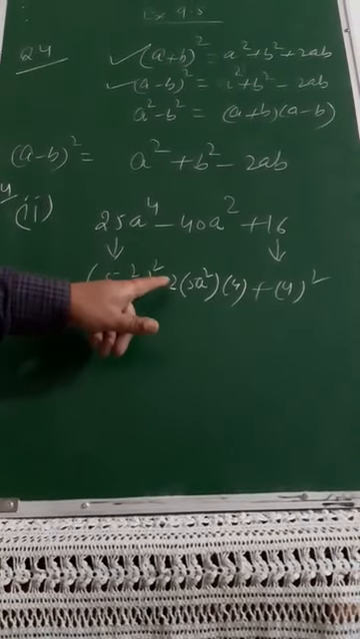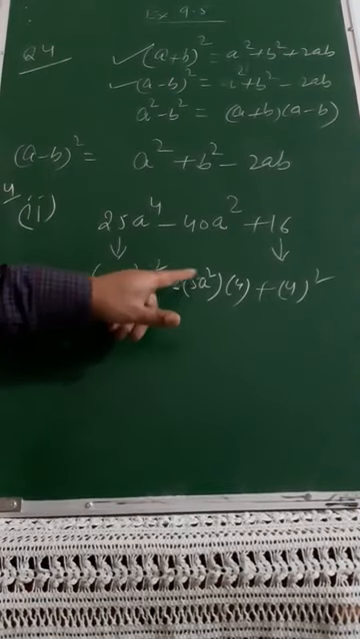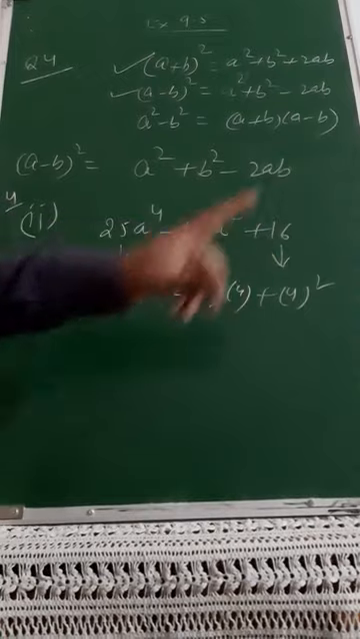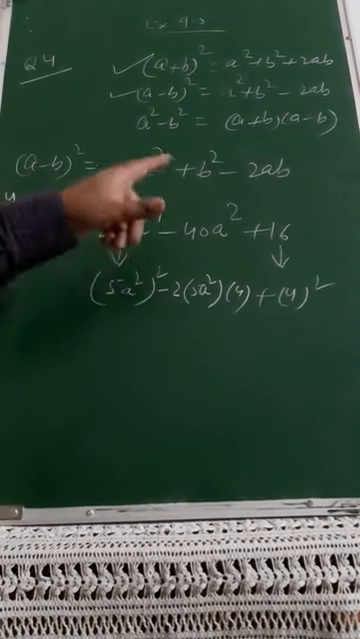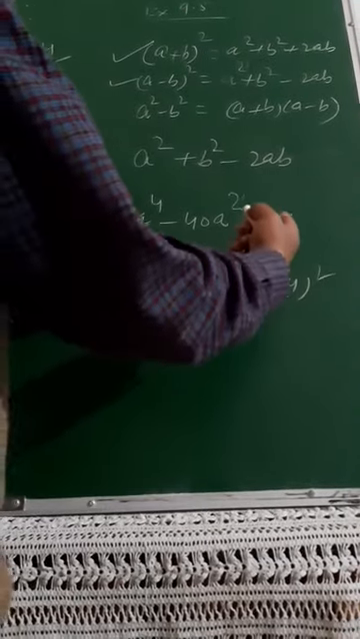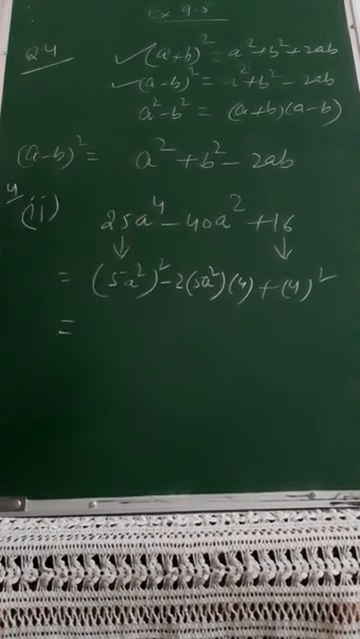And multiply this: minus, plus, minus into plus will remain minus. 2 fives are 10, 10 fours are 40, with a square there, so 40a square. 4 square will be 16, and (5a square) whole square will be 25a raised to the power 4. So now this expression I have explained in terms of a square plus b square minus 2ab.